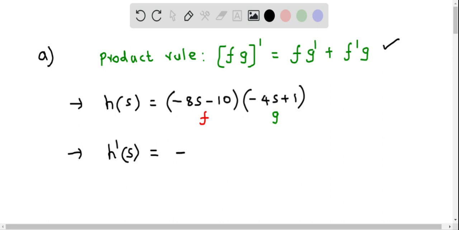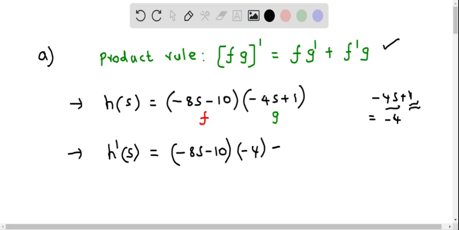So I'm going to write f, that is negative 8s minus 10, times the derivative of g, which is g prime, the derivative of negative 4s plus 1. The derivative of negative 4s is negative 4, because the derivative of s is 1, so it is just negative 4, and plus 1, which is a constant, is 0. So g prime is negative 4. I put negative 4 here. Plus, we now find the derivative of negative 8s minus 10.